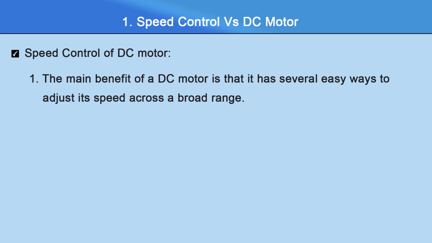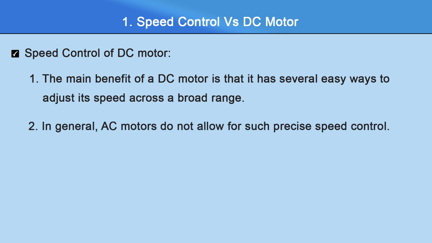The main benefit of the DC motor, as point number 1 says, is that it has several easy ways to adjust its speed across a broad range. You can focus on two terms: several easy ways for speed control, and speed control over a broader range, meaning all aspects can be covered for the speed control of the DC motor. There are several methods of speed control that can provide a broader range of speed control of DC motor.